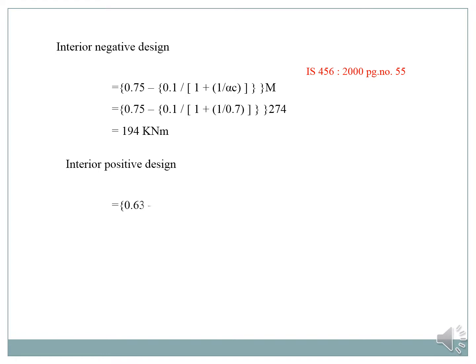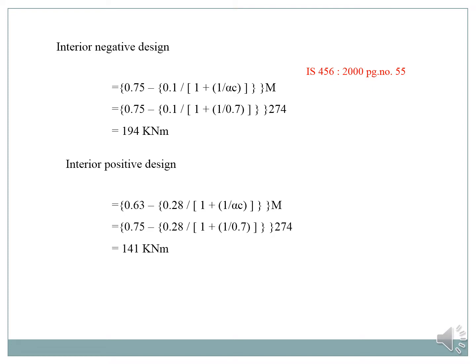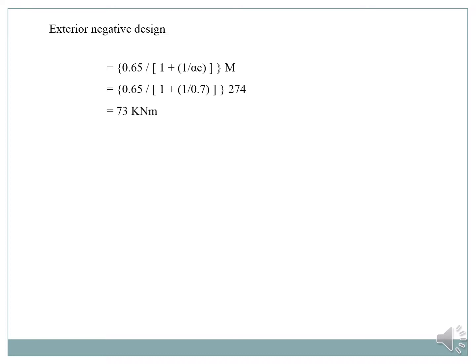Then interior positive design. This formula is also on the same pages: 0.63 minus 0.28 divided by 1 plus 1 divided by alpha C, into M, where M is the total moment. So interior positive design is equal to 141 kilonewton meter. Then exterior negative design, we have one formula: 0.65 divided by 1 plus 1 divided by alpha C, into the total moment. We know the alpha C value and the moment value, so apply the values and you get 73 kilonewton meter.